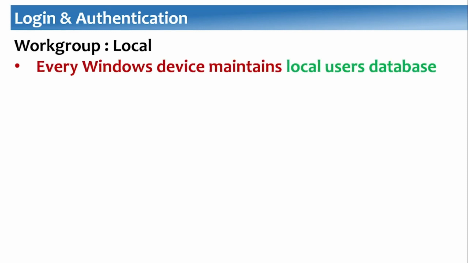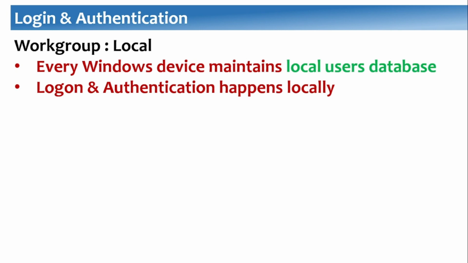Login and authentication. A workgroup always uses local login and authentication. If you create a user on computer A, that user won't be able to log on to computer B with his or her username and password. Every Windows device maintains a local user database, and logon and authentication happens locally.